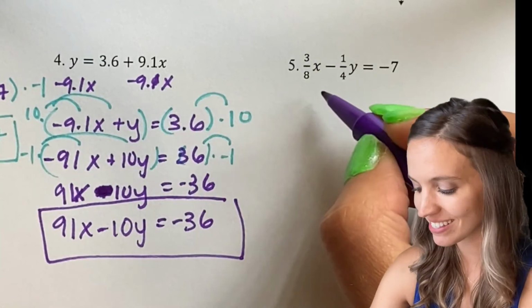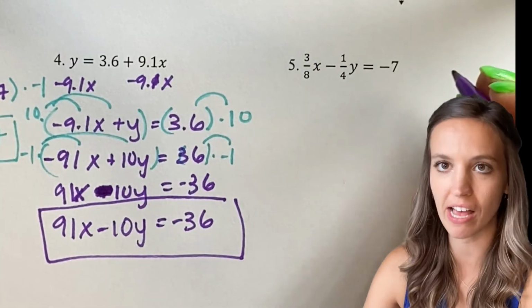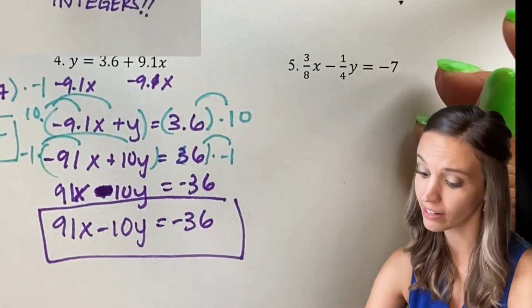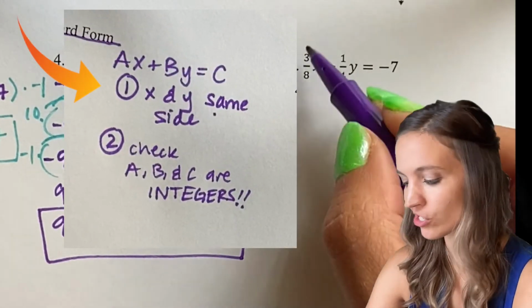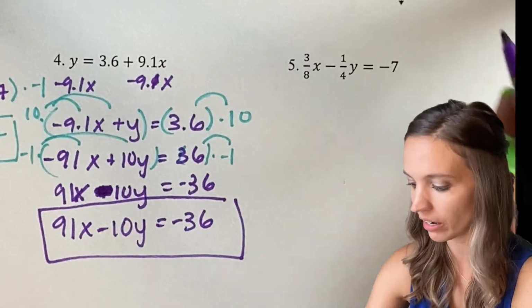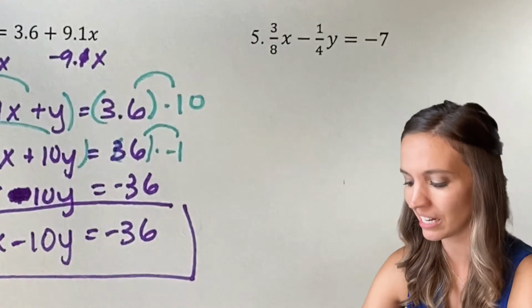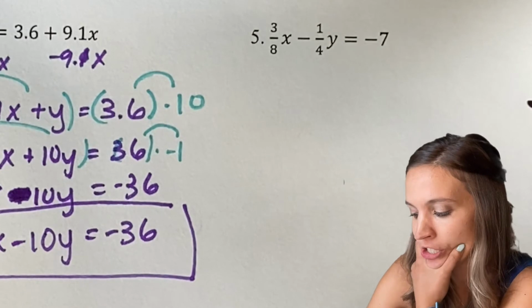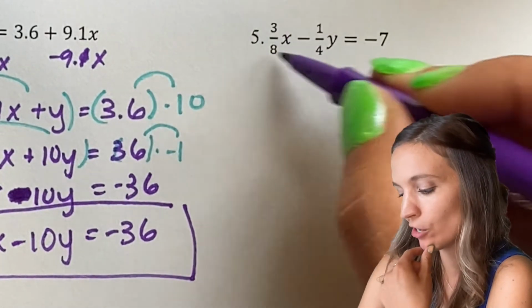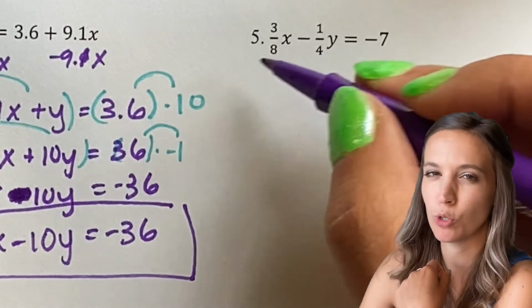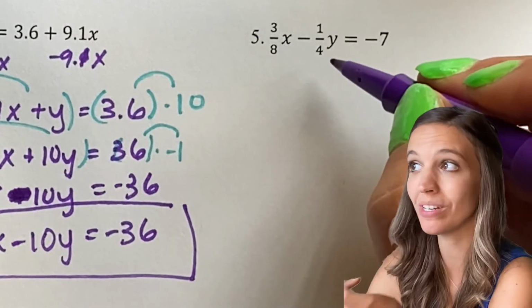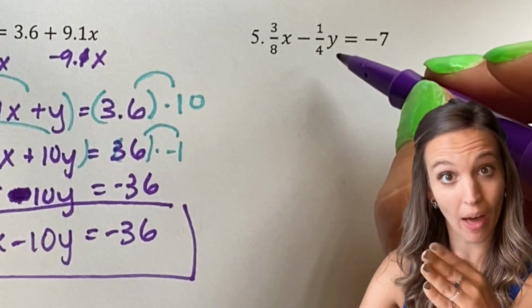5, we've got 3/8 x minus 1/4 y equals negative 7. Looks like my x and y are already on the same side, so that's step 1 done. But I need to have a, b, and c be all integers, and I've got some serious fractions going on here. So I've got this 3/8 and this 1/4 that I need to turn into integers. So looking at the denominators here, I have an 8 and a 4. So what would be the common denominator between both of these? Well, 4 times 2 is 8 and 8 times 1 is 8, so that way they would be common.